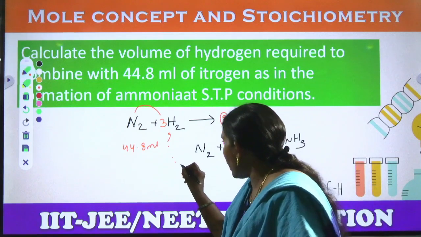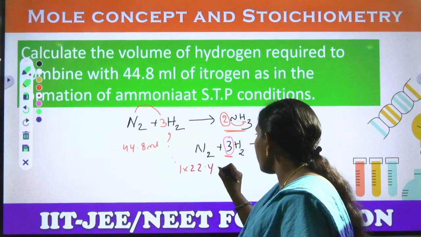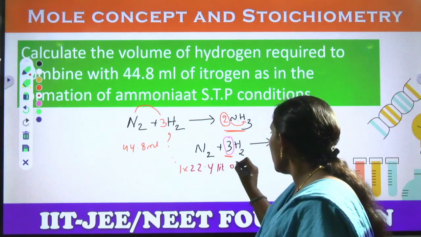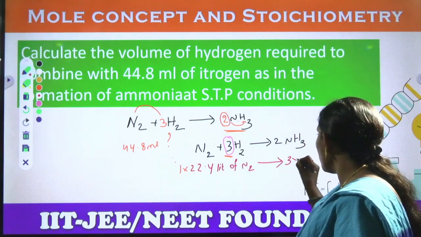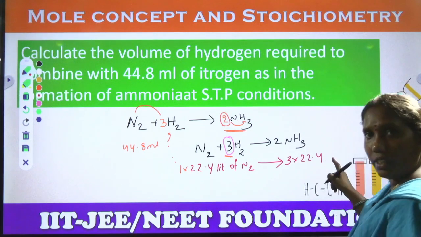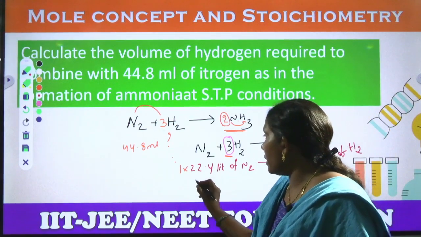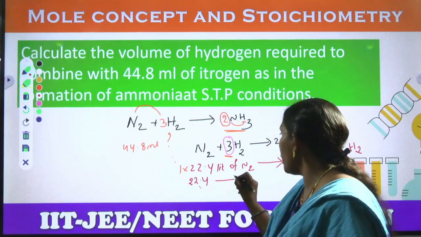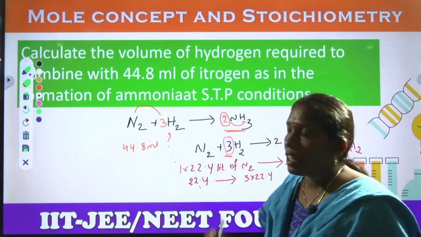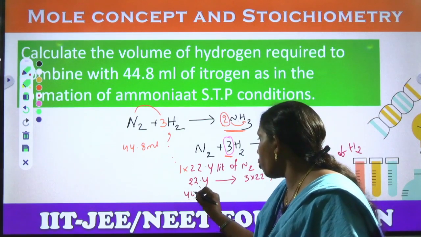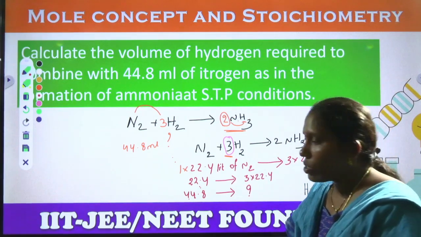That is nothing but 1 into 22.4 liters of nitrogen reacts with 3 into 22.4 liters of H2. So 22.4 liters of N2 gives 3 into 22.4 liters. But he is asking here 44.8 ml gives how much? 44.8 ml of nitrogen uses how much amount of hydrogen, right? So how to do this one?